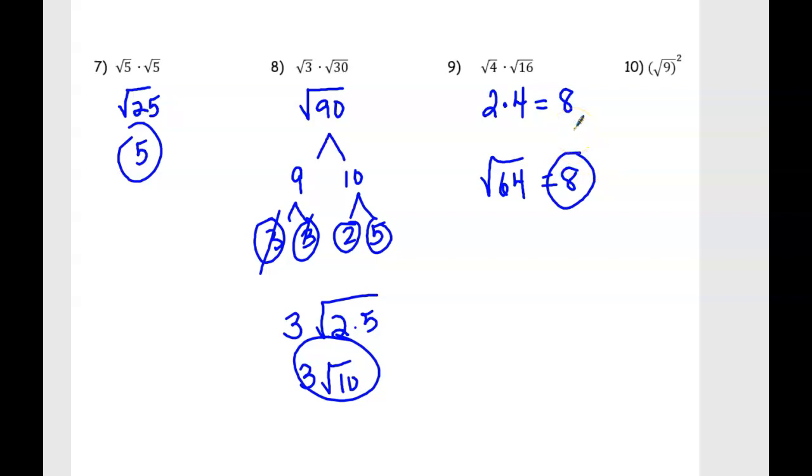Okay, if we have the square root of 9 and we square it, it's really an inverse operation. So that's going to be the square root of 81, which is just 9. Or you could have thought of that as the square root of 9 is 3, and 3 squared is 9. Either way.